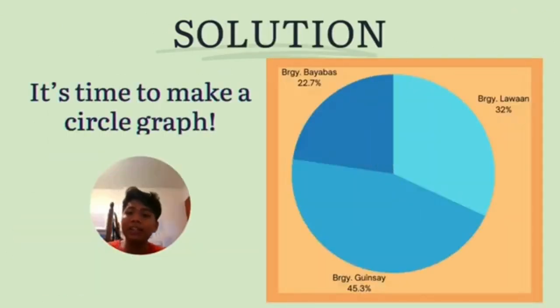It's time to make the circle graph. Here, I already made the circle graph of this sample problem. Over here, we could see that Barangay Bayabas has 22.7% of the circle graph. Barangay Lawaan has 32%, and the last one, Barangay Guinsay, has 45.3%. Now, let's move on to the next sample problem.